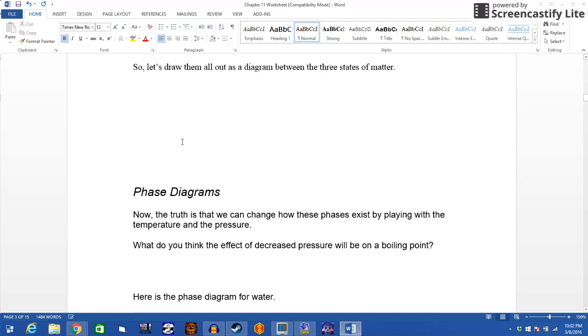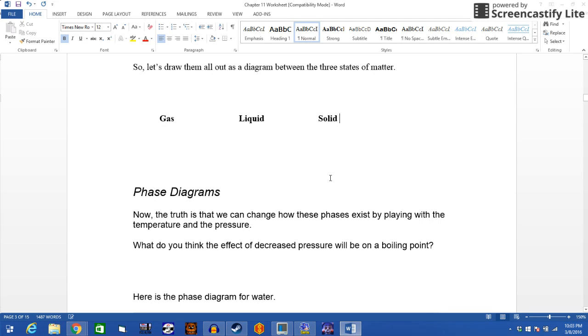Now, if you go to page 3, I want you to draw a graphical representation, and this is not very difficult to do. What I'd like you to do is make 3 spots. So gas, solid, liquid. I want you to put a circle around each one.